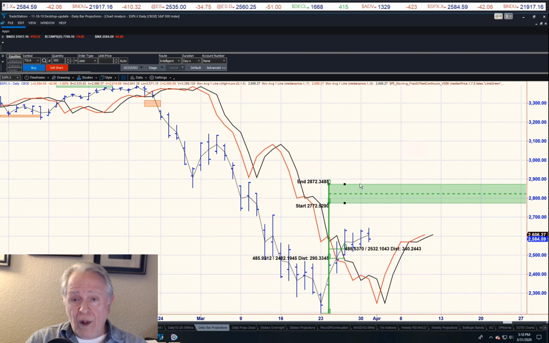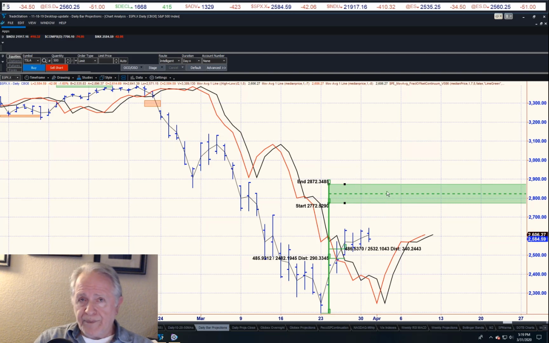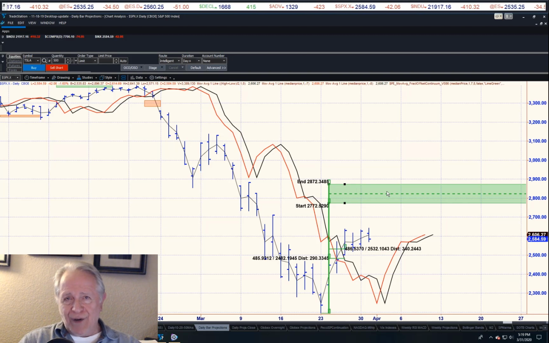So we know that there could be resistance right here based on the chart I just showed you, but we also know the projections are telling us the odds favor us getting up to this projection window. So which one is going to be right? Well, I guess all the little naysayers out there are going to say, so you're telling us either we're going to stop here or we're not.